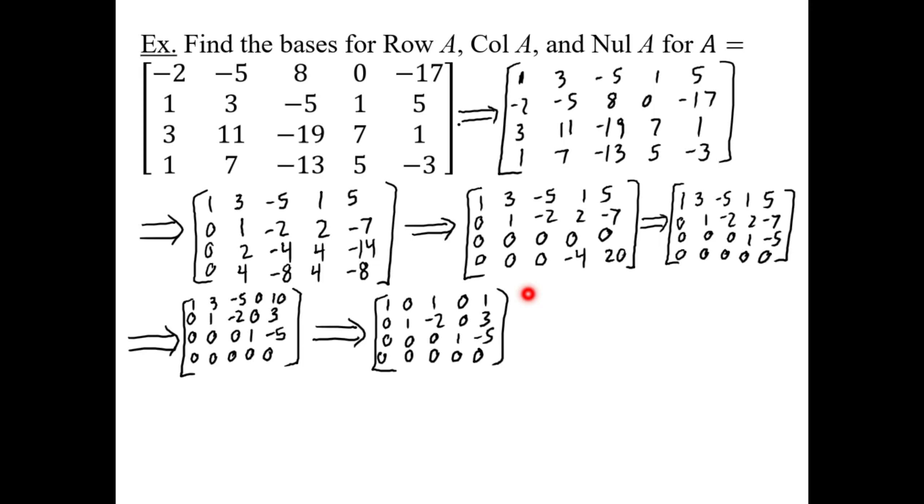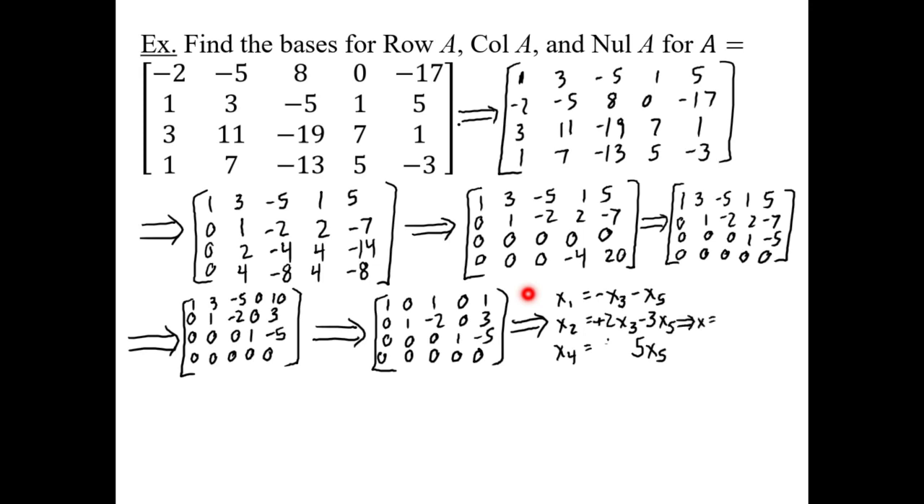That's cool. Okay, so this tells me that x1 is equal to -x3 minus x5. This tells me that x2 is equal to 2x3 minus 3x5. I'm sorry, that should be positive. And x4 is equal to 5x5.